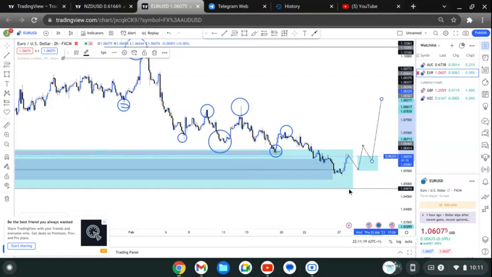Take a screenshot of this setup. It can appear in different forms and different variations. It doesn't have to happen the way I'm drawing it. But one thing you have to know is that there has to be a series of breaks of structure upwards for you to confirm that this market is ready to shift from this bearishness back to bullishness.